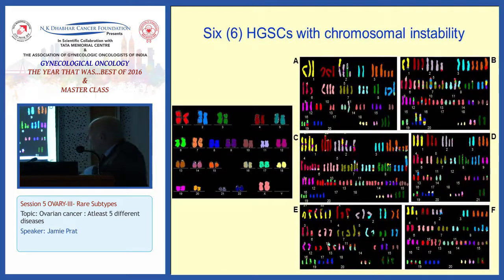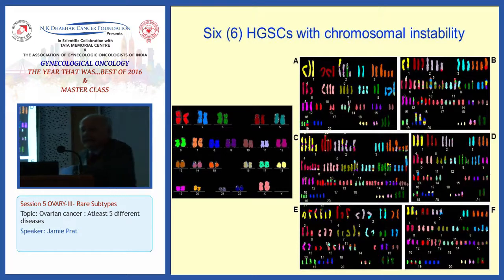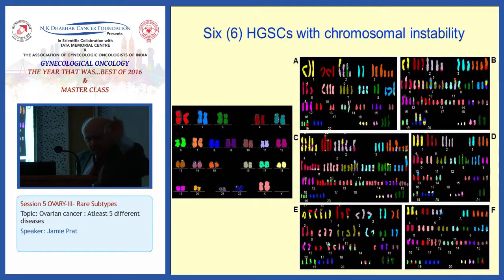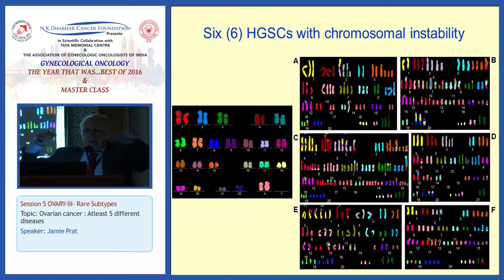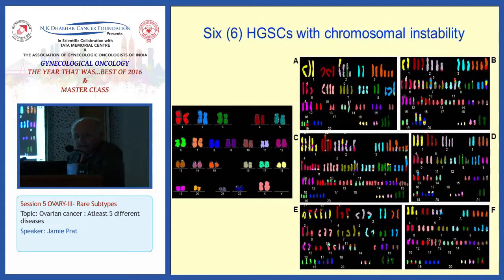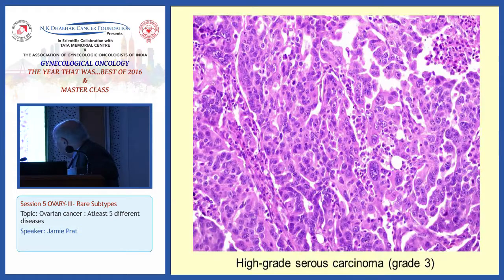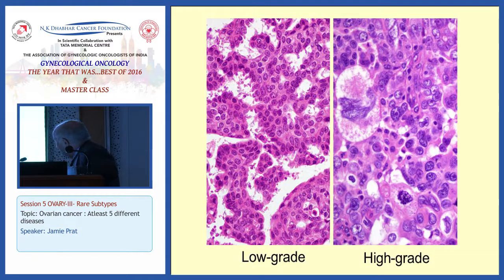Now, coming back to high-grade serous, this is a karyotype. You paint each chromosome in color and look at 6 cases of high-grade serous. There are tremendous chromosome abnormalities, different colors, triples, missing one arm, and so on. So this is chaotic, and no wonder this is a high-grade tumor compared to low-grade. Here is the low-grade. Notice the nuclei are small and regular, whereas the nuclei of high-grade are enormous with a very high mitotic rate.